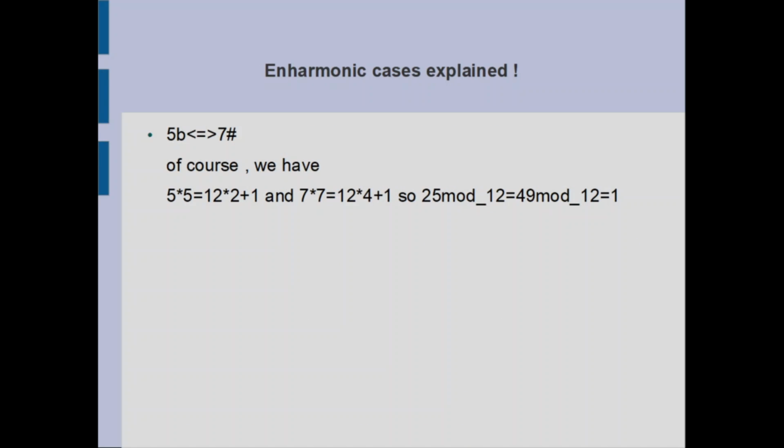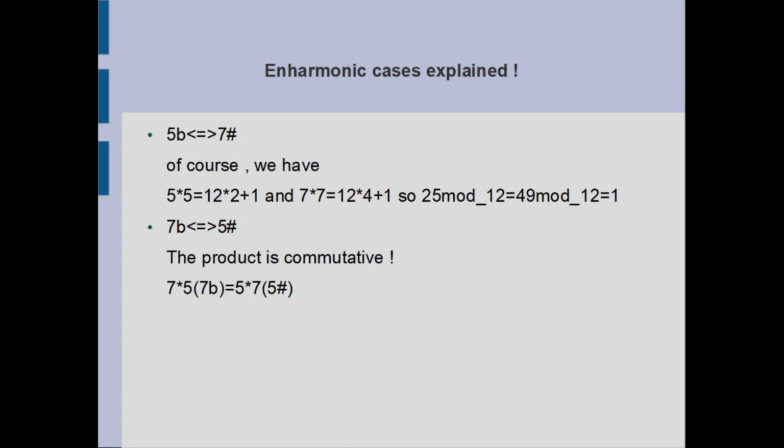Enharmonic cases explained. You probably know that there are key signatures that are enharmonic. Enharmonic means it's the same thing, but it has a different name. The first case of enharmony is 5 flat and 7 sharp. Of course, we have 5 times 5 equals 12 times 2 plus 1, and 7 times 7 equals 12 times 4 plus 1. So 25 mod 12 equals 49 mod 12 equals 1. So this first case is explained. It's not very fun, but yeah, it works.